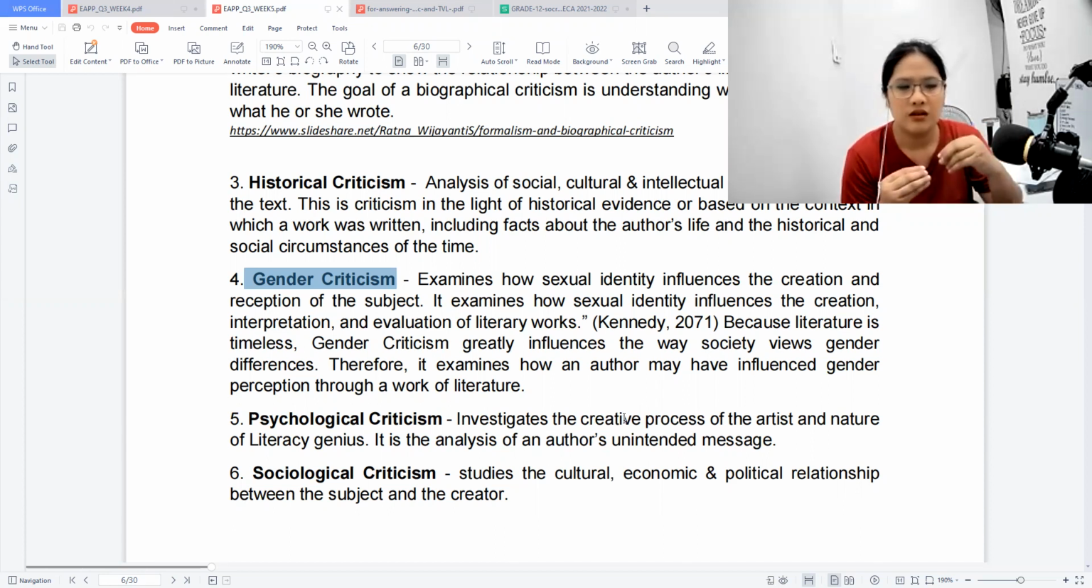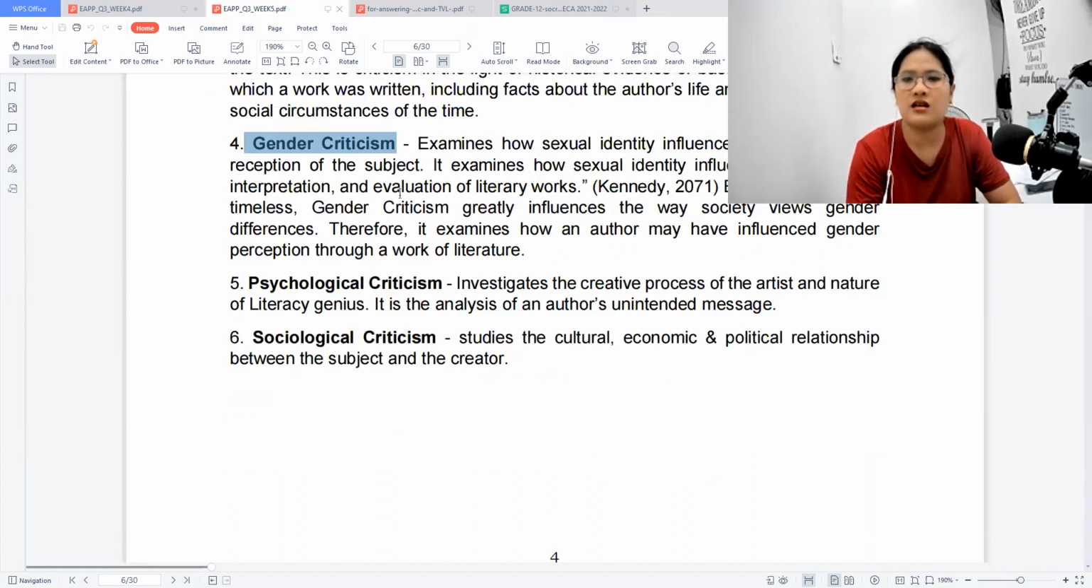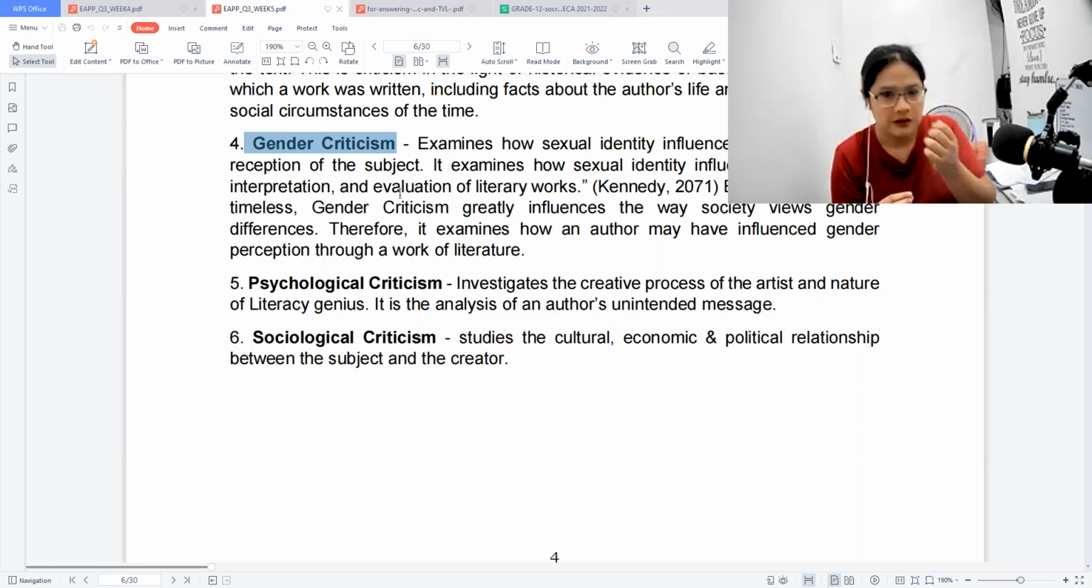Okay? So, pwede rin dun sa mga characters mismo lalabas yung unconscious side. Ito yung sa mga dreams, yung Freudian concepts, Freud, like the Oedipus complex, the ego, superego, etc. Okay? And then sociological criticism studies the cultural, economic, and political relationship ng subject pati ng creator. So yung ginawa niya, pati yung gumawa, okay? Yung relationship in terms of cultural, economic, at saka political. Okay?